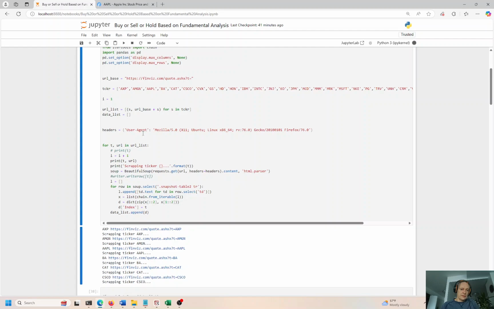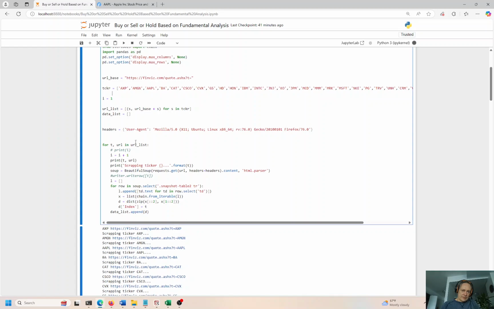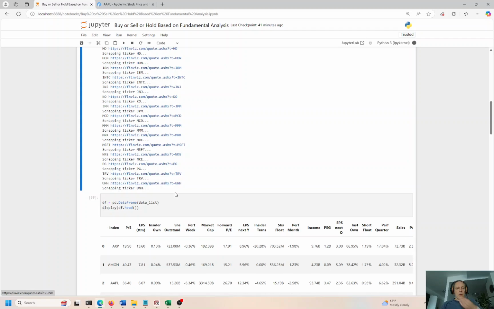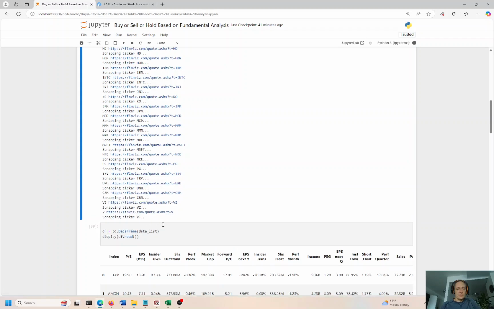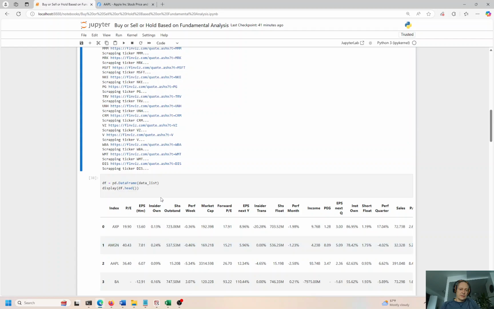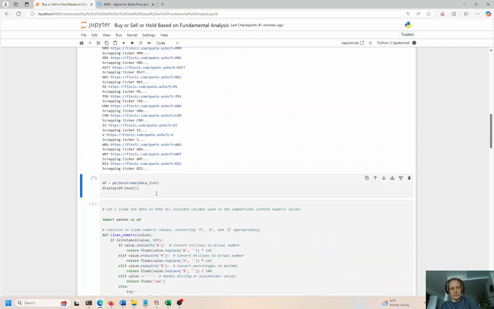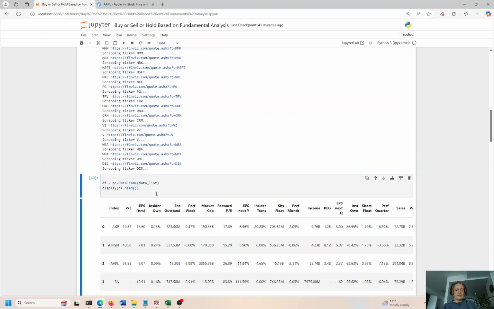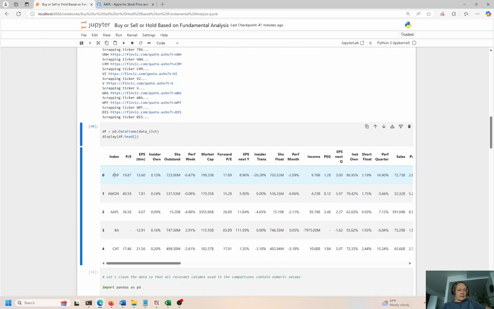You can see it's starting to pull in all the fundamental metrics for all these stocks listed in this data set right here. It's almost done. We're coming up to the end here. I'm going to print the list just so we have a quick visual understanding of what this is composed of. So we have the list of tickers here, AXP 19.87 for the price earnings.